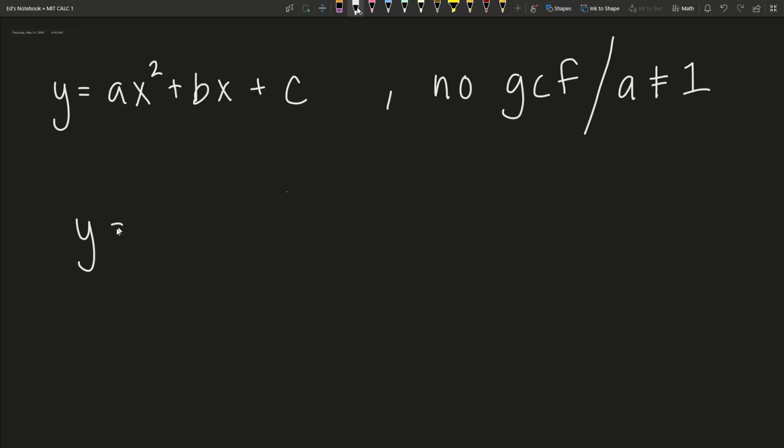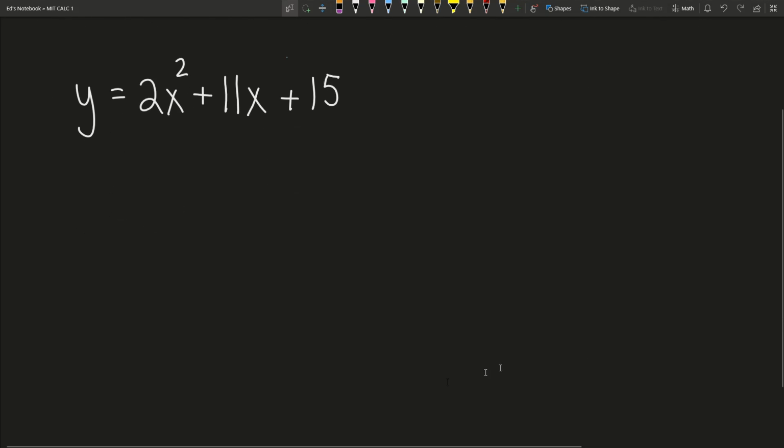It's y equals 2x squared plus 11x plus 15. So we'll notice that if you try and factor out a GCF, you're unsuccessful. There's no number that divides 2, 11, and 15.